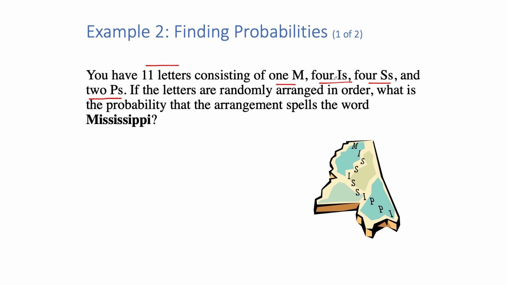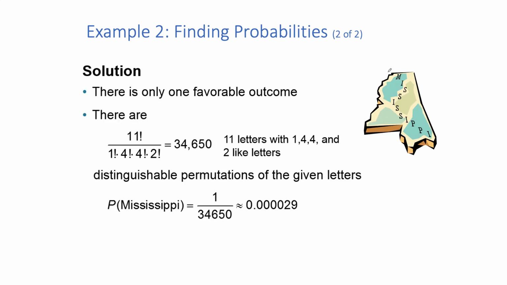The crucial thing to recognize is all these I's are alike. An I is an I, right? So you have 4 of them. Which I goes where is irrelevant. So this is a case where I'm going to arrange 11 letters in random order, but I have many of different kinds, right? So this is a case where I have distinguishable permutations, right?